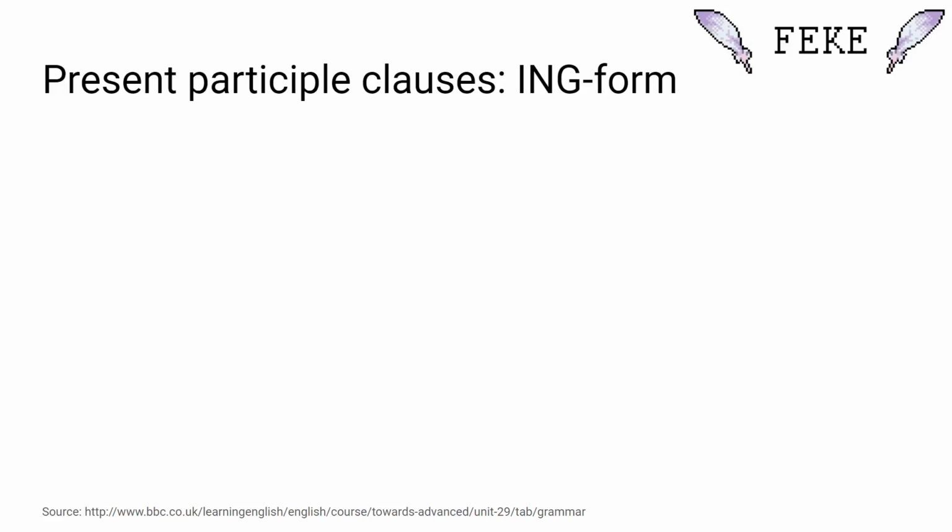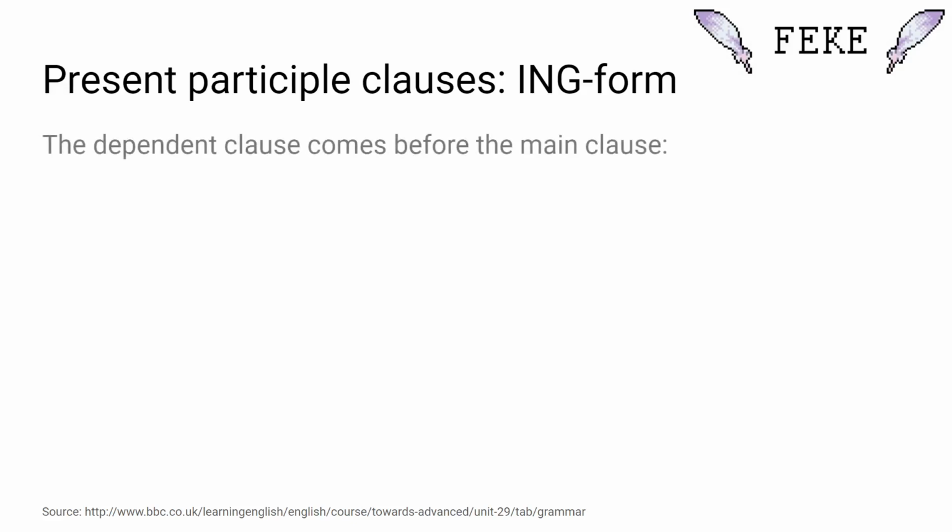Let's begin with the first one, shall we? Here we're going to look at the present participle, the ing form. Usually when creating a participle clause, and in this case the present participle clause, the dependent part of a sentence comes before the main clause, or the independent part.